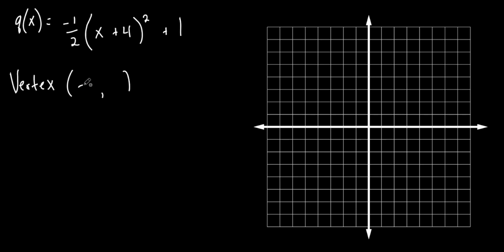Negative 4, 1. Right, it's negative 4, 1. Because remember, this is x minus what? Negative 4, right? So the h is negative 4. And then this is just whatever the sign is. That's a 1. So that's the first thing I'm going to plot: negative 4, 1. 1, 2, 3, 4, 1. All right?